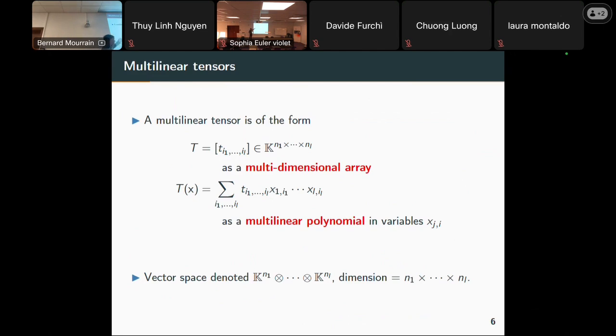We can see them as polynomials: take the coefficients here, and the basis here will then be variables. So x1,i1 and so on. So it's a multilinear polynomial in the variables x, ij. And the dimension of the space is the product of the dimensions, n1 times n2 times nl.